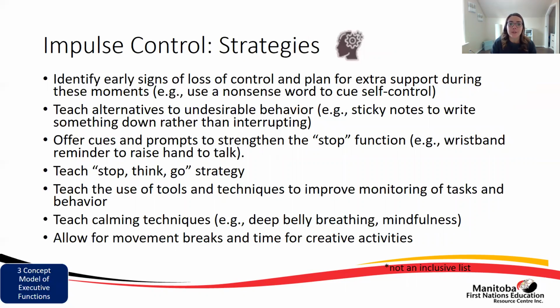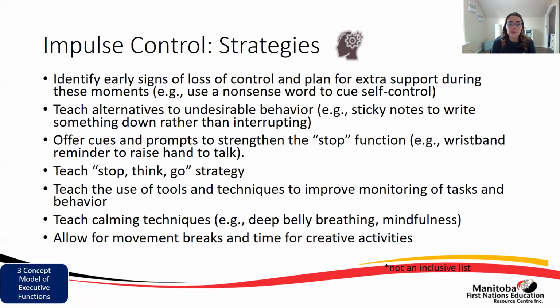So some strategies for impulse control. You want to identify early signs of loss of control and plan for extra support during these moments. You might notice that a student starts fidgeting, or they start talking very loudly, or just little signs that they might lose control soon. You might want to implement a nonsense word to cue self-control, just to get that student's attention discreetly, so that they can use their calming tools.